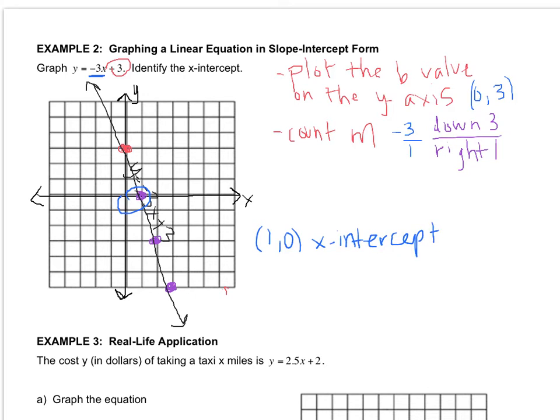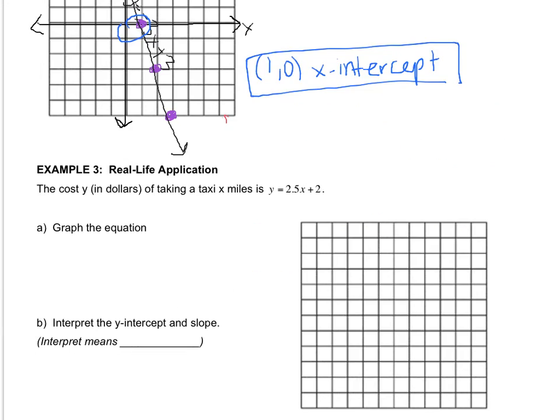And in the next lesson, we're going to see a way to find the intercept without using a graph. But when you have a graph, you can just look and say, oh, it's crossing right here on the x-axis, and name that coordinate. All right, let's check out this kind of word problem down in example 3. The cost in dollars of taking a taxi x miles is y equals 2.5x plus 2.